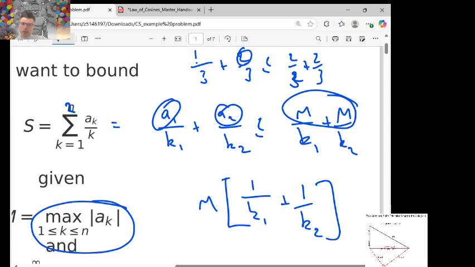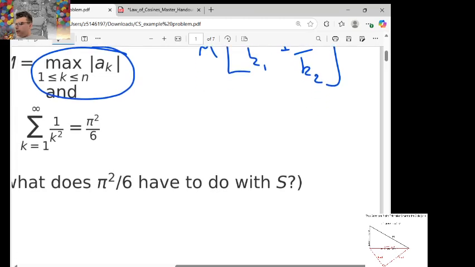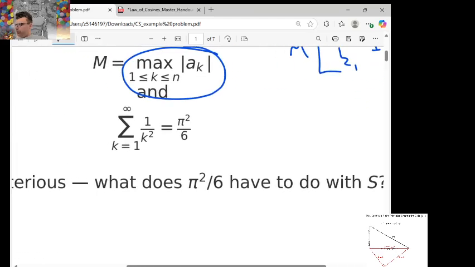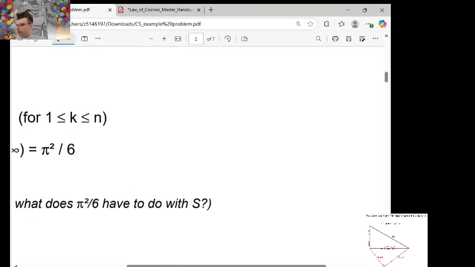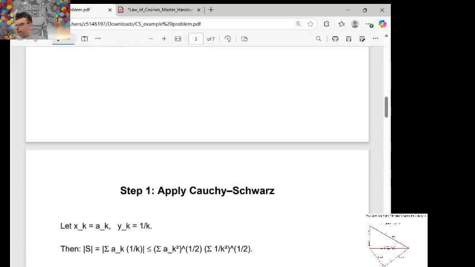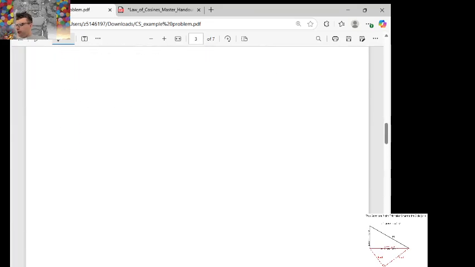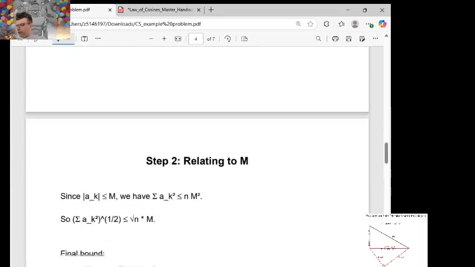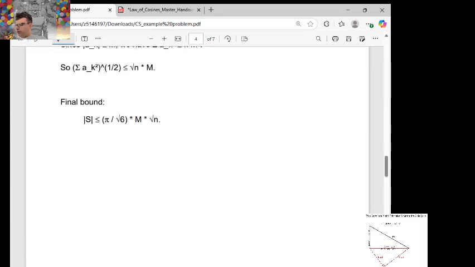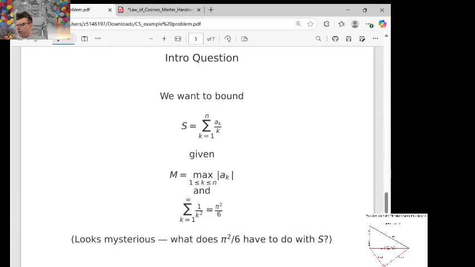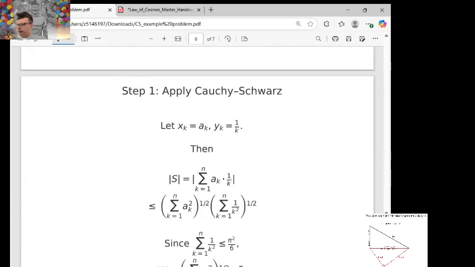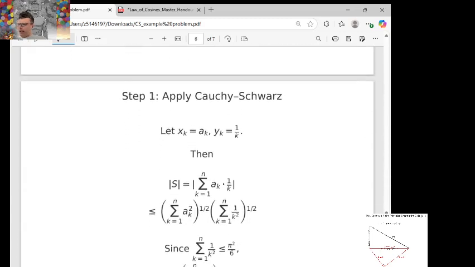But now it looks like we've sort of got two different things here, right? So we can use that inequality. I know there are simpler ways to do that, but we can use the inequality. So using the inequality, let me find an easy way to show it to you. Okay, let's have a look here. Let xk equal ak and yk equal 1 over k.